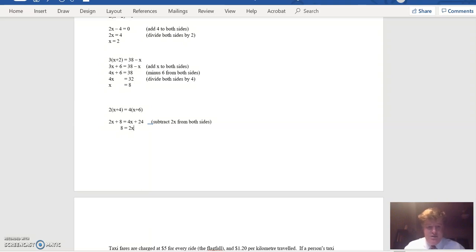So 8 is going to equal 2x. 4x minus 2x is 2x, plus 24. Of course, we subtracted 2x from both sides of the equation. Now we want to get 2x by itself, so we're going to subtract 24 from both sides of the equation.